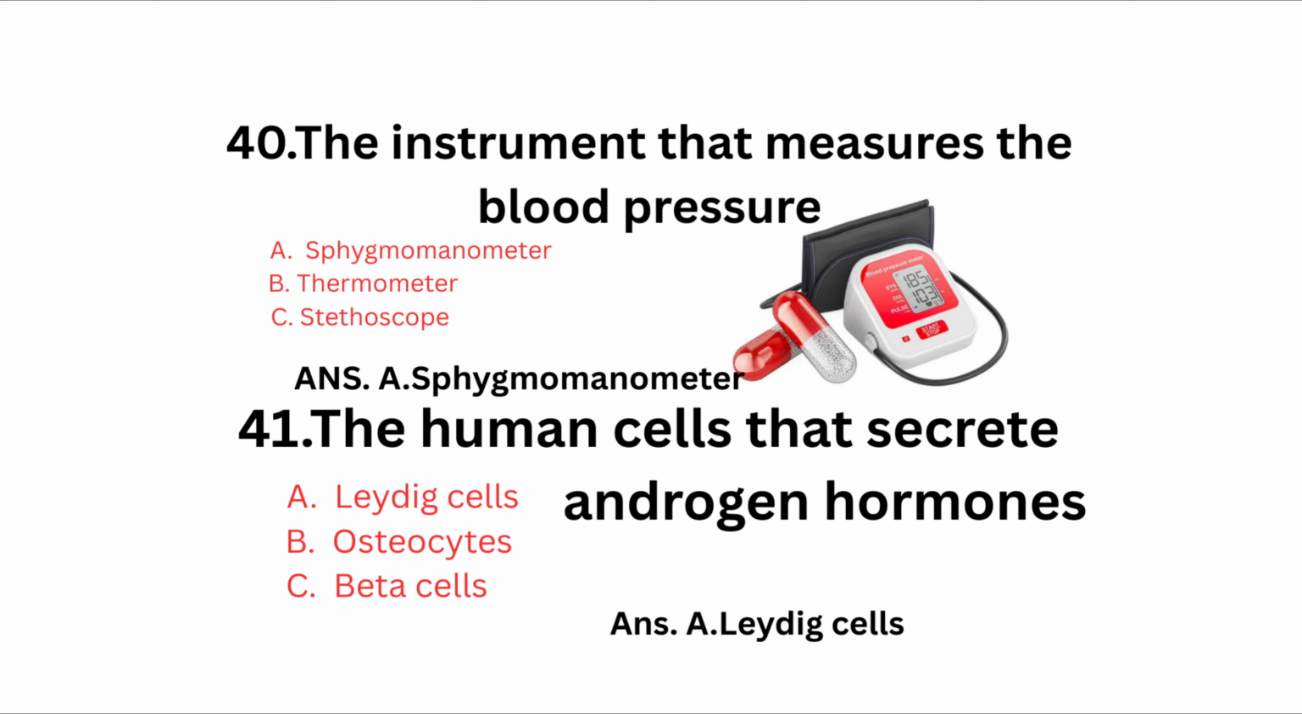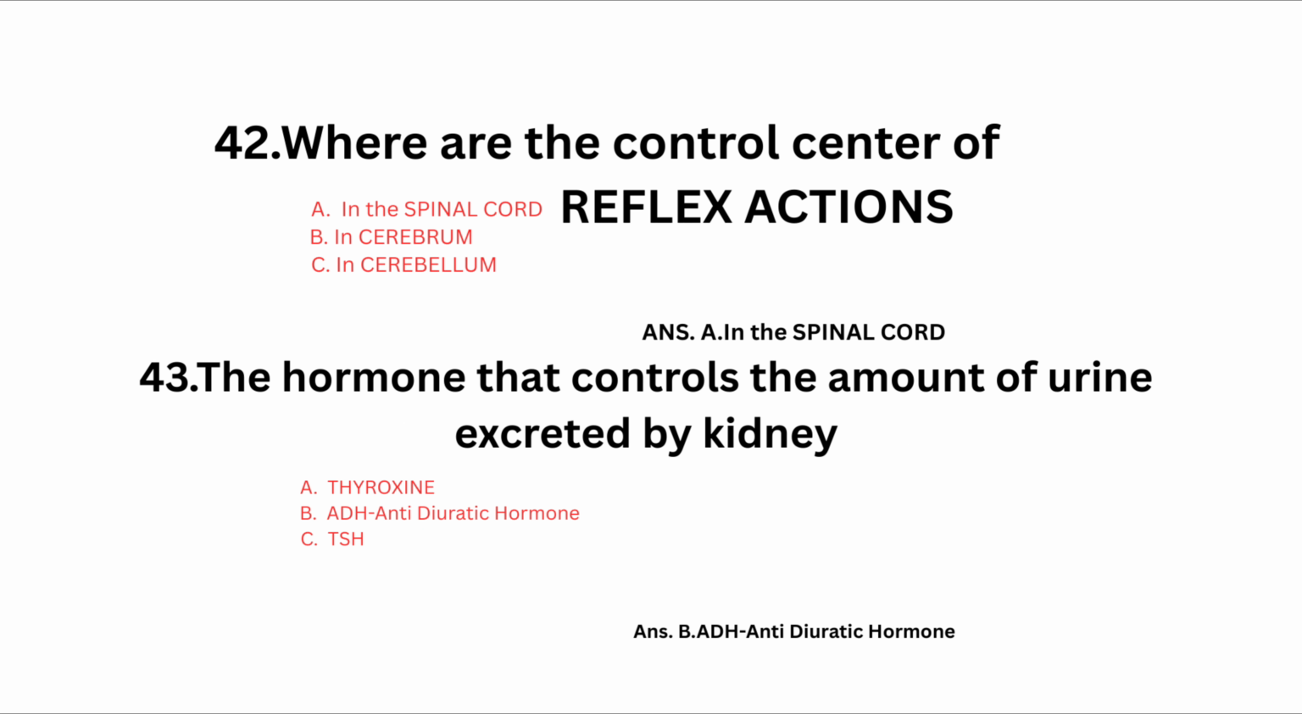41. The human cells that secrete androgen hormones: A. Leydig cells. B. osteocytes. C. beta cells. The answer to that question is A. Leydig cells. Question 42. What is the control center of reflex action? A. in the spinal cord. B. in cerebrum. C. in cerebellum. Answer A. in the spinal cord.